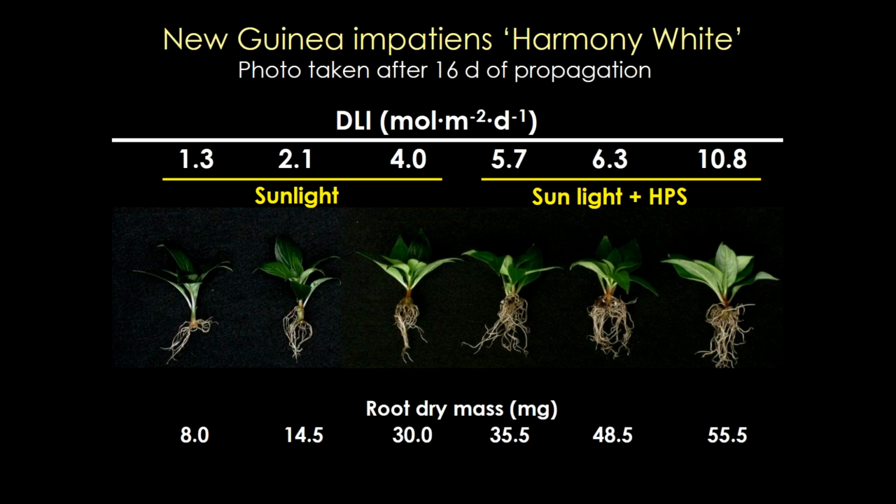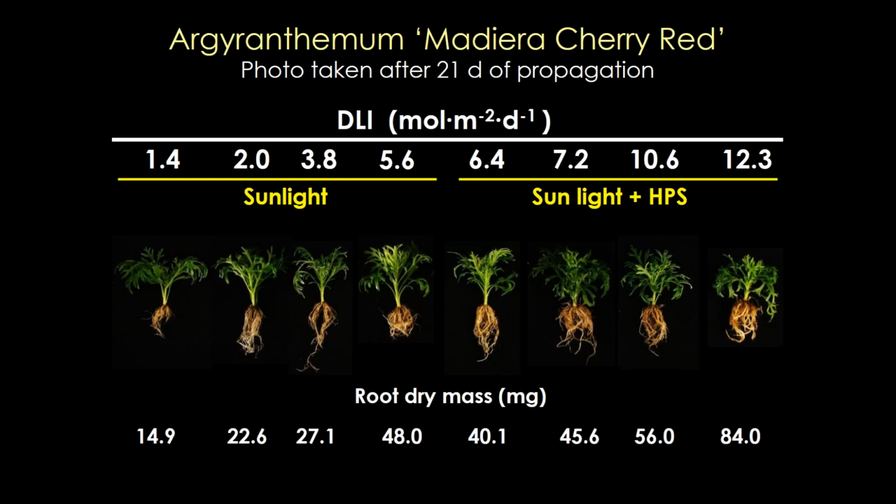So what we find is, for example, with New Guinea Impatiens, if you grow these under very low daily light integrals, it could take you anywhere from 5 to 6 weeks to root the crop. But if you provide supplemental lighting above 6 moles of light, you can root the crop in as little as 3 weeks. So basically with New Guineas, you can cut off almost 3 weeks of production time and increase the overall quality.